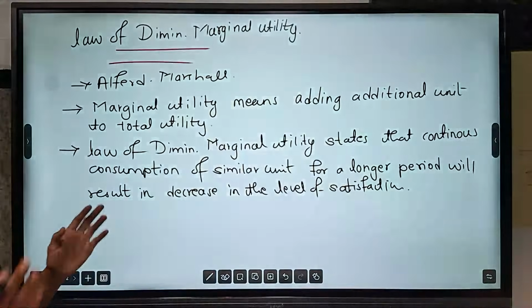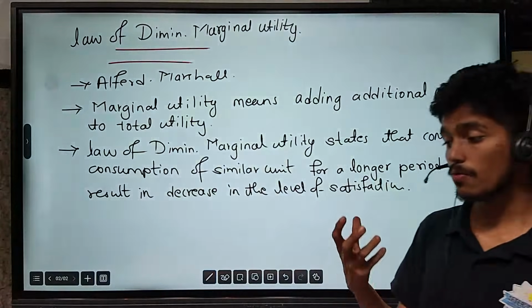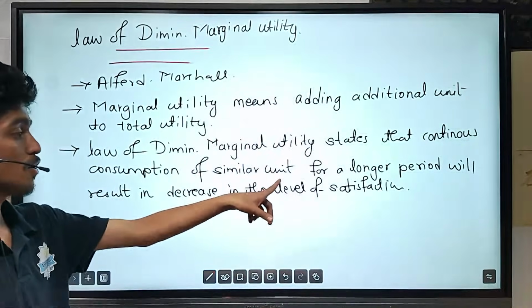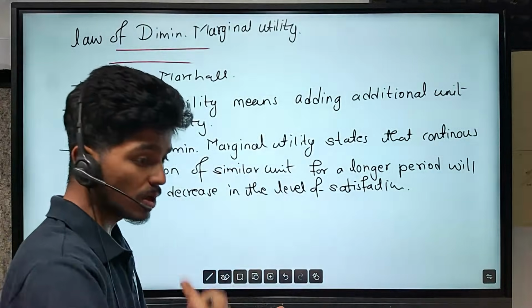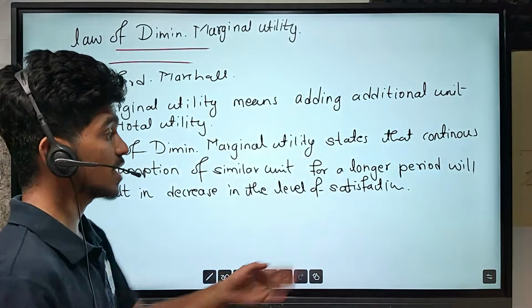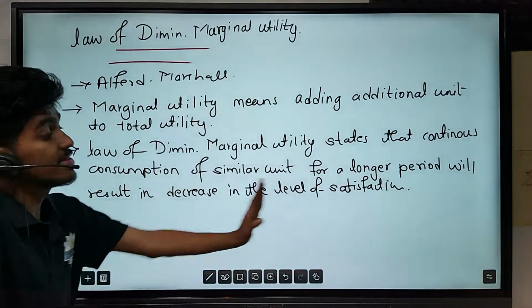Law of diminishing marginal utility states that if we are consuming the same good again and again for a longer period of time, then we consume a second good, then a third good, over a longer period, it will result in a decrease in the level of satisfaction.